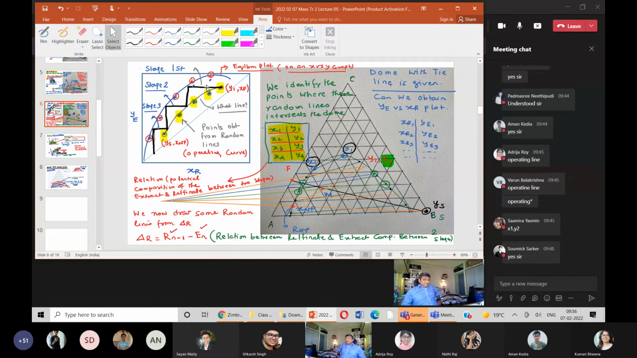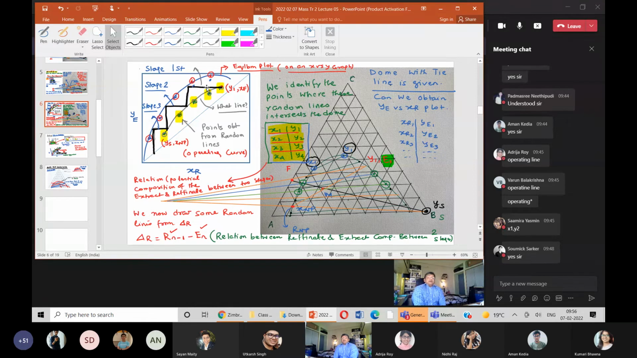And here, more importantly, the doubt Adrija had in the previous class, that though we are writing Y and X, right? Here we have 2 liquids. So Adrija, I hope today you understand why we write Y and X. Otherwise, in this graph, it would have looked like an X versus X plot, and bookkeeping would have been very, very difficult, right?